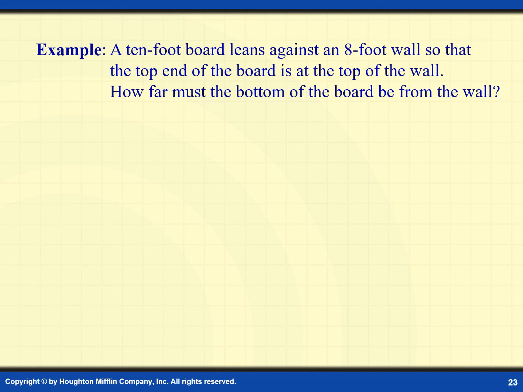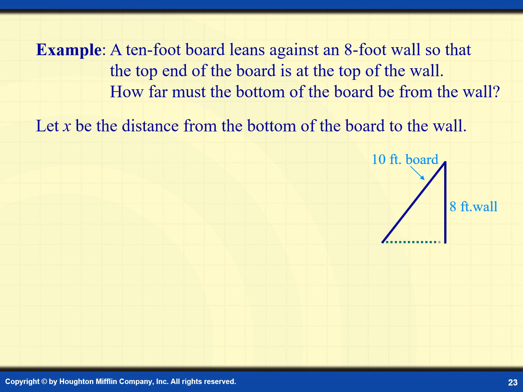So, last example. A 10-foot board leans against an 8-foot wall so that the top end of the board is at the top of the wall. How far must the bottom of the board be from the wall? So, ito po. So, let x be the distance from the bottom of the board to the wall. Ang sabi po dyan, 8 foot so that the top end. Ayan po yung height niya. 8 foot daw po yung wall. Tapos, the board leans against, 10 foot. Ayan, yung parang hagdan. Ayan, 10 foot.